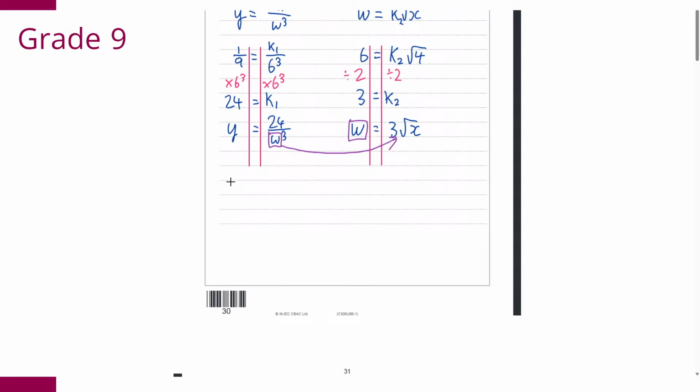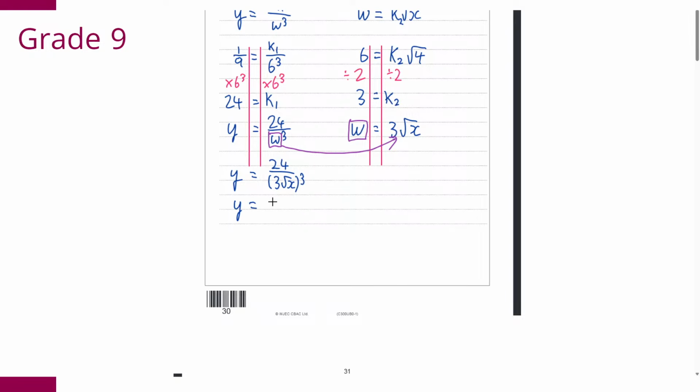So we're going to do y equals 24 over w cubed. So it'll be 24 over, in brackets, 3 root x, cubed. Are we good with that bit? Right, next we need to expand the bracket. We need to get rid of the bracket.